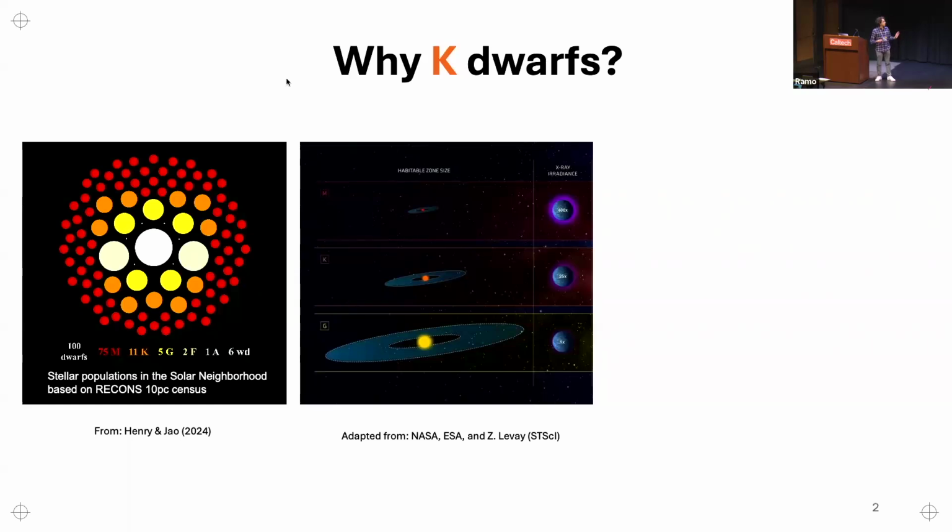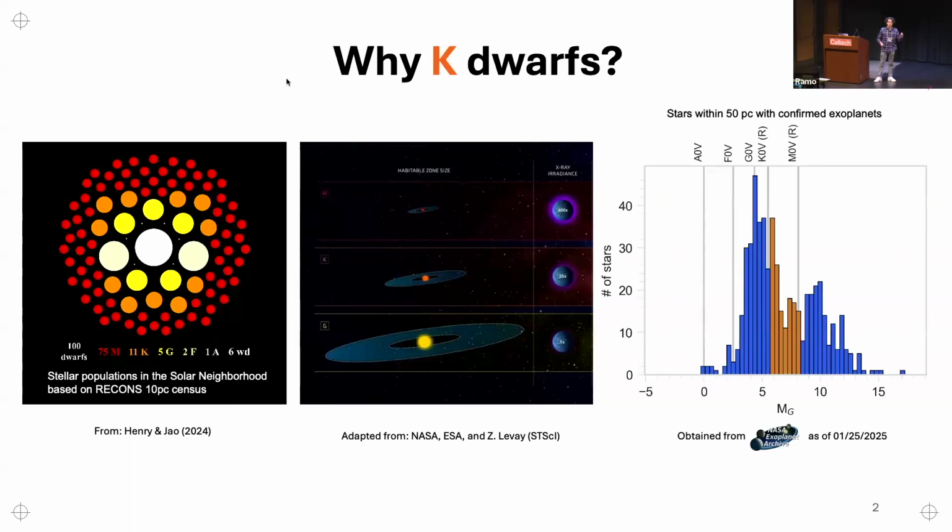But next, I want to show you a histogram of exoplanet detections within 50 parsecs, where the x-axis is M_G as a proxy for stellar types, and in orange is where the K-dwarfs lie. So, answering Bill's question, there is a detection bias around K-dwarfs. Is this real? Is it just a selection bias?